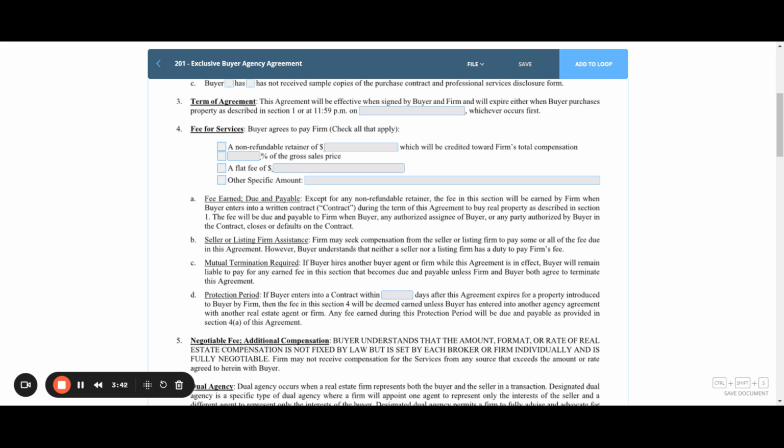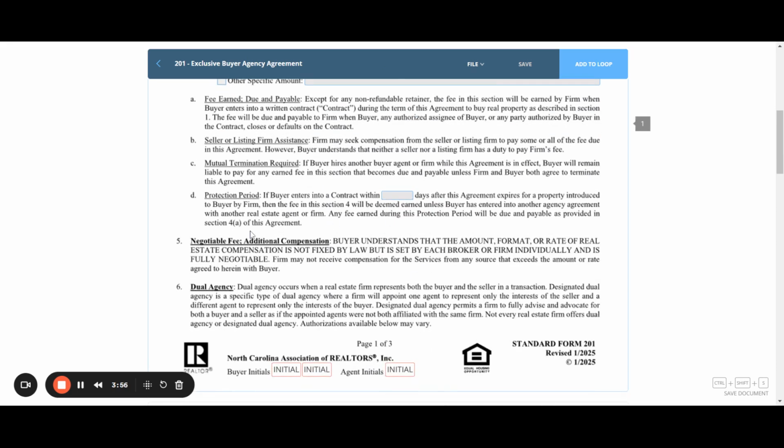So it just drives home the point that this is a bilateral agreement. We are 2 parties here that have to agree to terminate it. A buyer can't unilaterally terminate this on their own, but keep in mind, nor can you in the firm. Protection period is the same. Again, it's just put in a different location here.